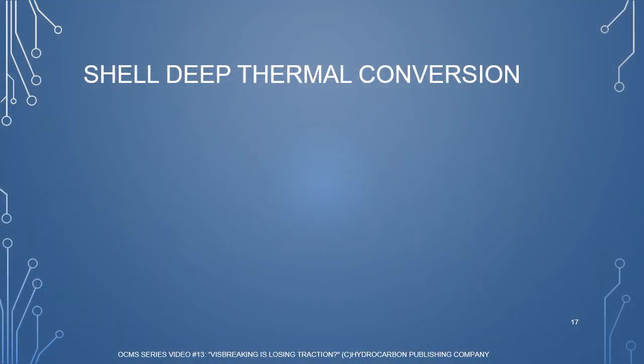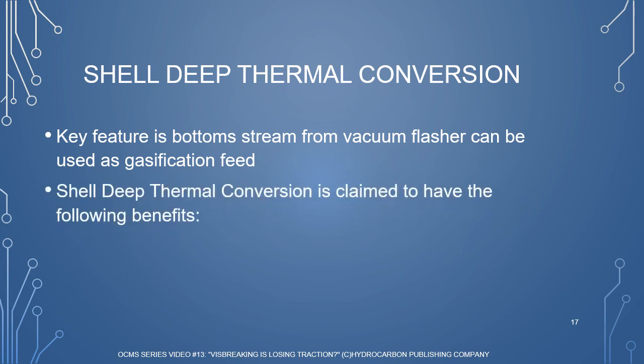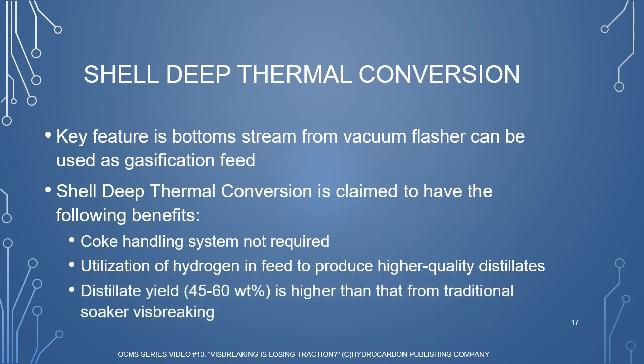In the Shell Deep Thermal Conversion process, the bottom stream from a vacuum flasher can be obtained and used as gasifier feed. There are a number of additional benefits according to the company. The process does not require a coke handling system. Also, the Shell Deep Thermal Conversion process utilizes the hydrogen in the feed to produce higher quality distillates than the products obtained from delayed coking. Finally, the distillate yield from this process, which ranges from 45 to 68%, is higher than that from traditional soaker visbreaking due to the conversion achieved and the use of the vacuum flasher.